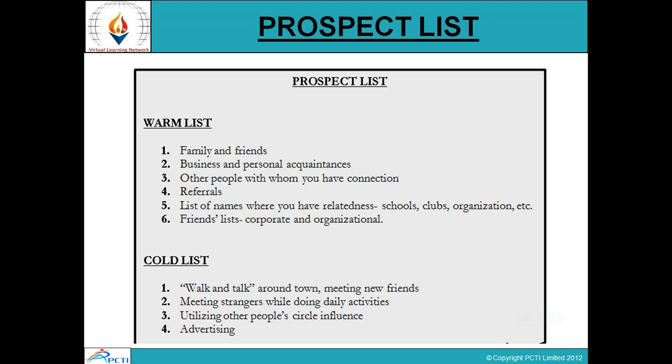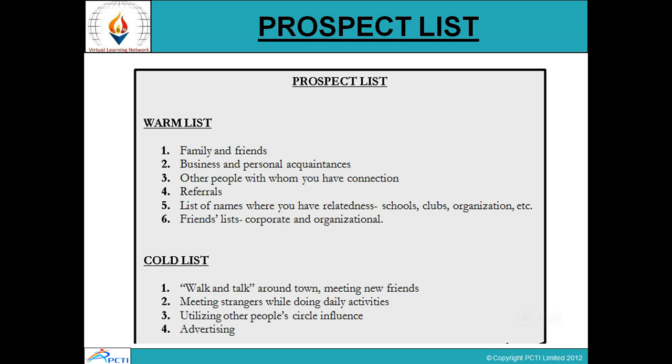Referrals. Referrals play a very important role in bringing about any sort of business. In this referral scheme, there is a win-win situation in which both the provider of the referral as well as the receiver get equal benefits. There is a win-win situation in this referral warm list.